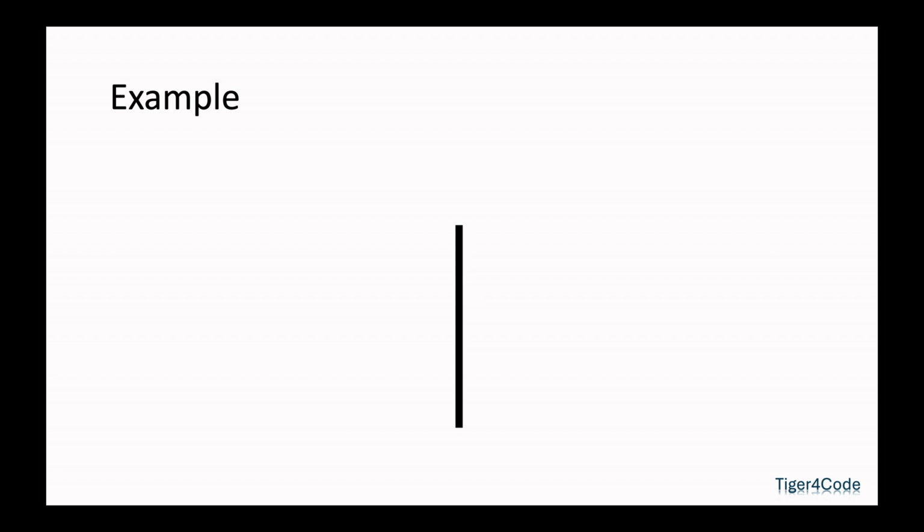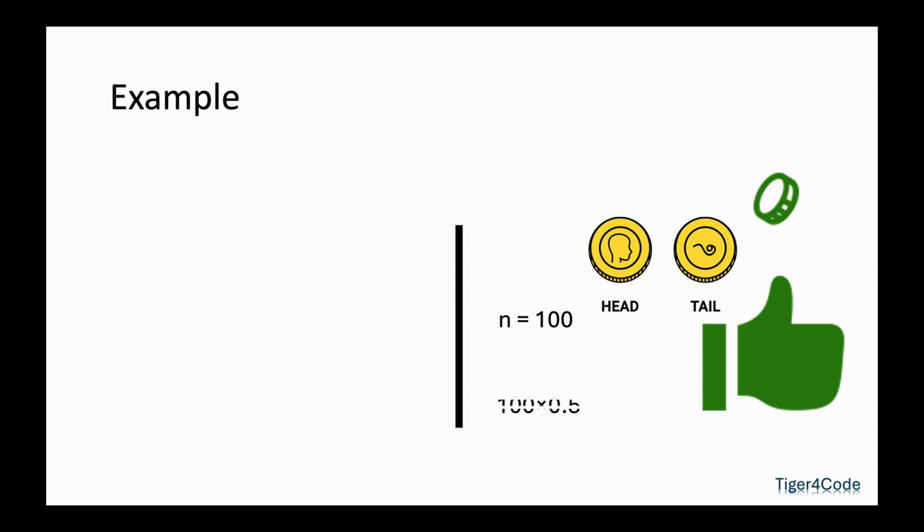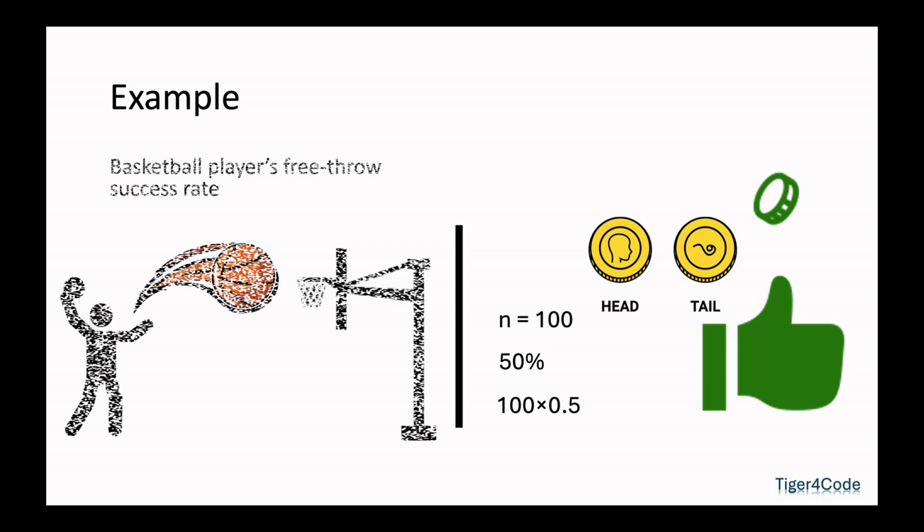As an example of binomial distribution, let us consider flipping a coin 100 times. The expected number of heads would be 50, or simply 100 multiplied by 0.5, because there is a 50% chance of heads on each flip. Another common example is estimating a basketball player's free throw success rate.